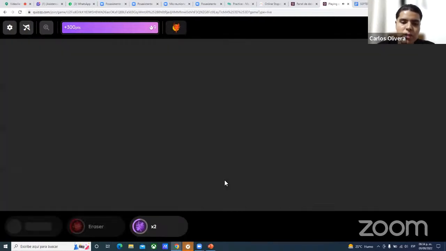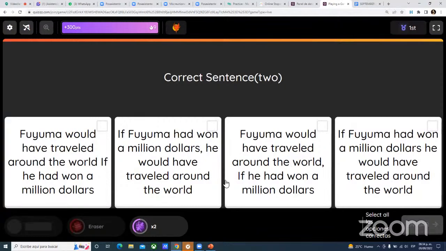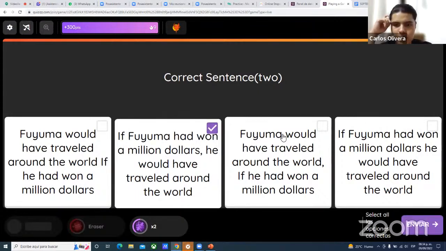Okay, we have the redemption question. And I think there's just one that we failed. So let's see this one. Okay, the second, the three first. The third one. Okay. Fuyuma would have traveled around the world if he had won $1 million. So as you can see, they are respecting the structure, but they have turned it around. Of course, right? So yeah, possible.